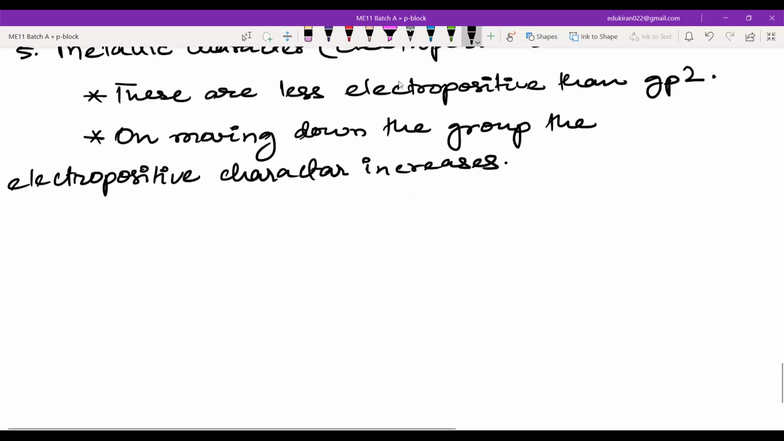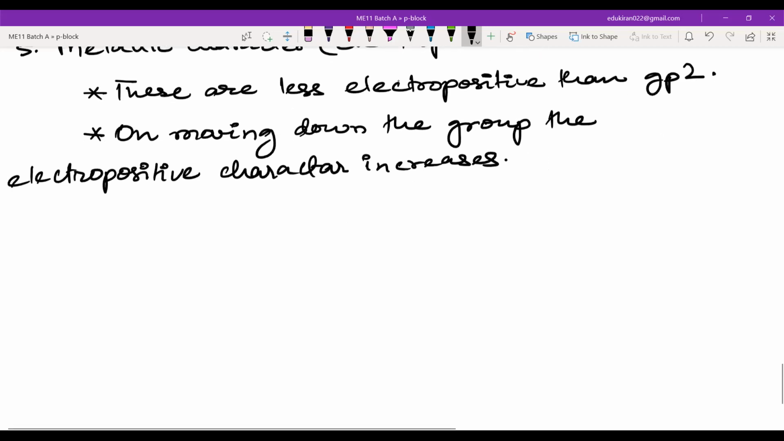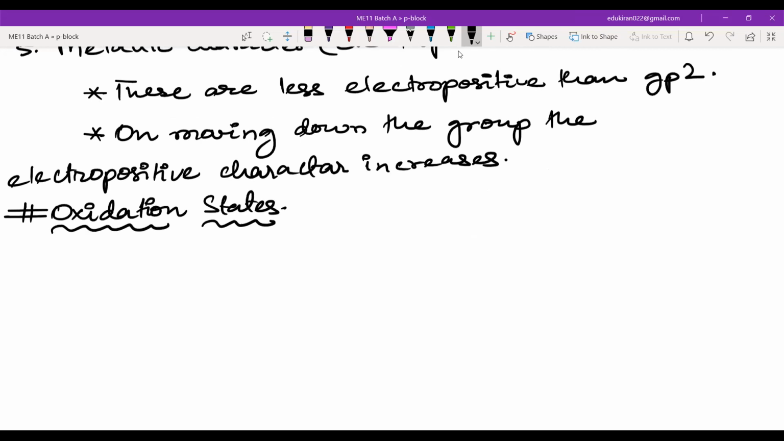The next is the oxidation state. This is going to be important. Okay, oxidation states of group 13.